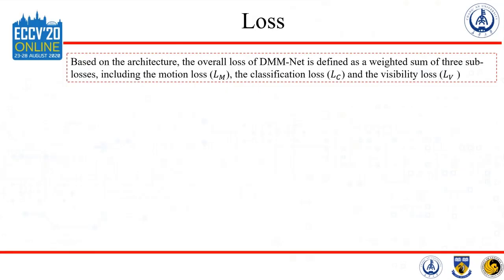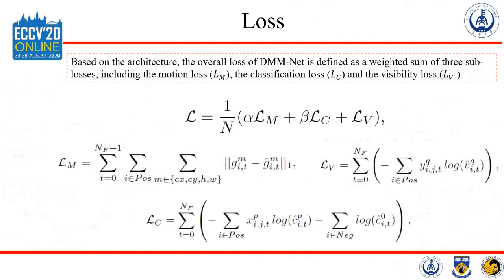Based on the architecture, the overall loss of the Deep Motion Modeling network is defined as a weighted sum of the 3 sub-losses, including the motion loss, the classification loss, and the visibility loss.